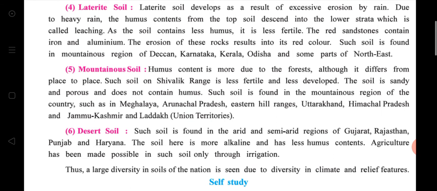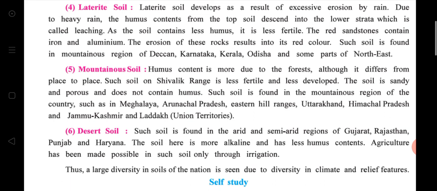Due to heavy rain, the humus content from the top soil descends into the lower strata, which is called leaching. Underline what is leaching. Define or meaning of leaching: due to heavy rain, the humus contents from the top soil descend into the lower strata, which is called leaching. As the soil contains less humus, it is less fertile. A soil which has less humus is less fertile.